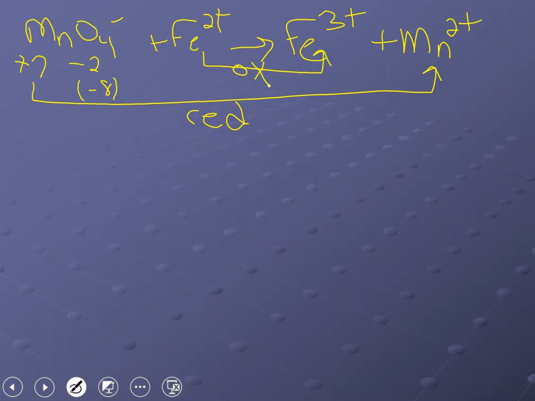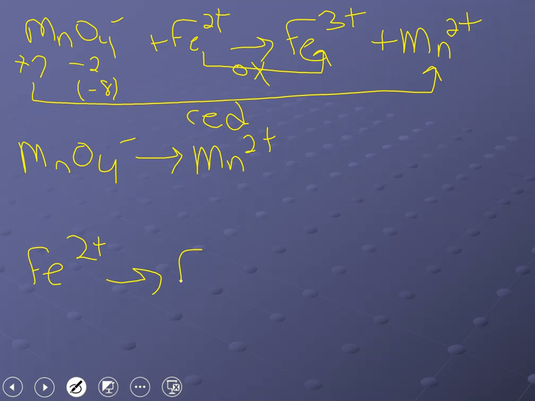So now looking at those 2 sets of arrows that I have here, we can pick out our half reactions. The one half reaction is the MnO4- and the Mn2+. And the other half is this iron, the Fe2+ going to Fe3+. Those are our 2 half reactions.